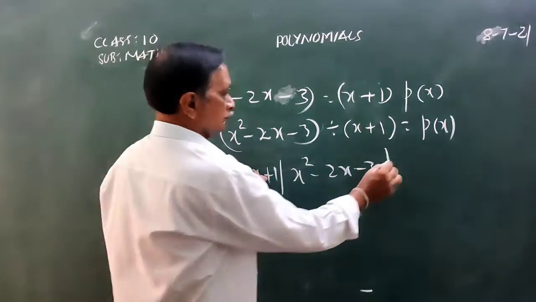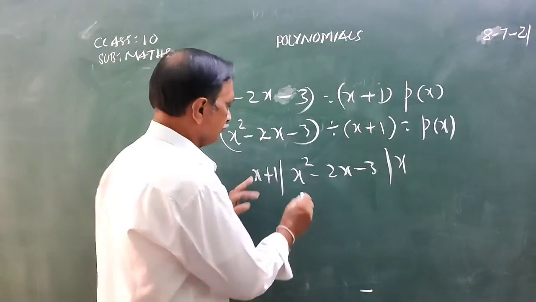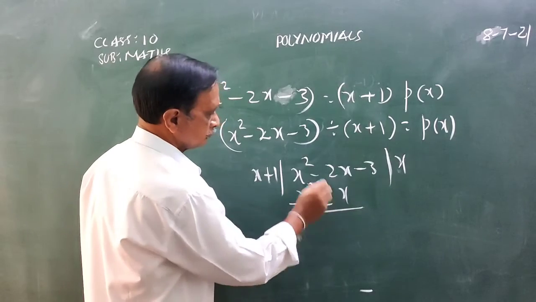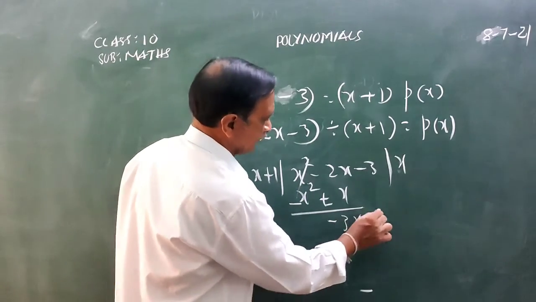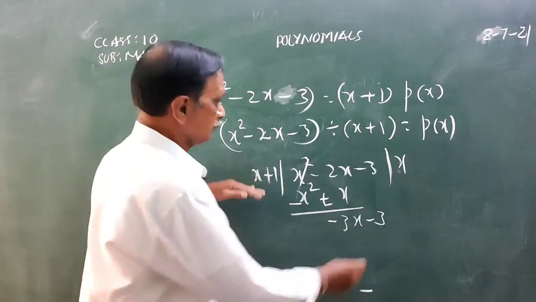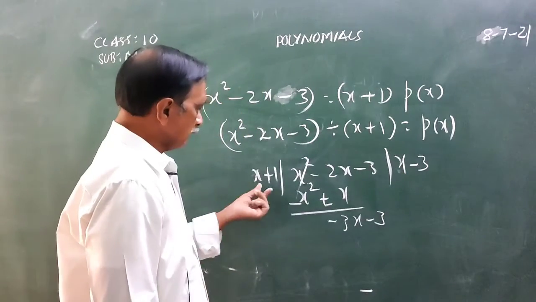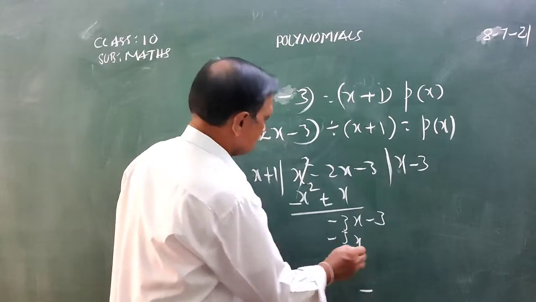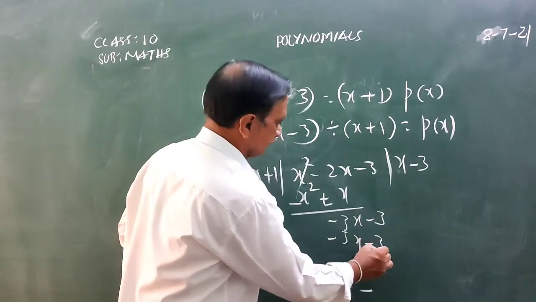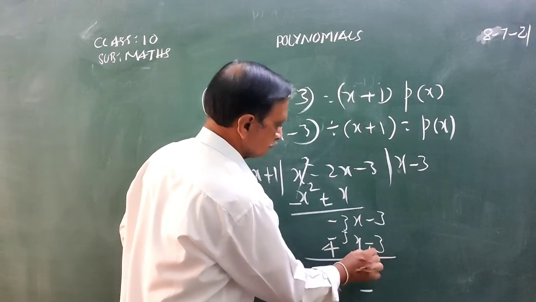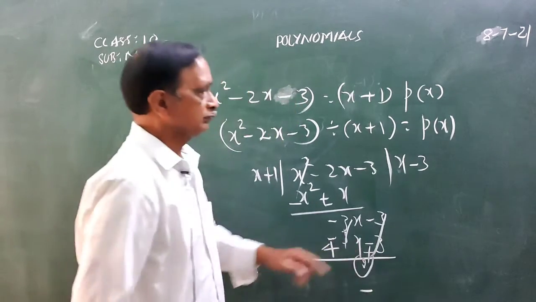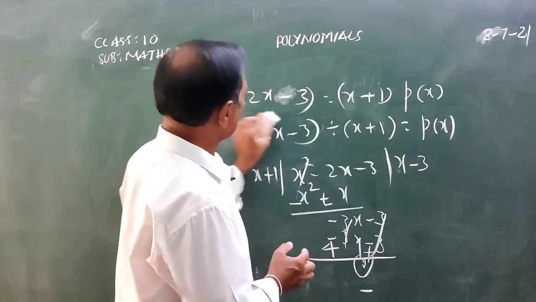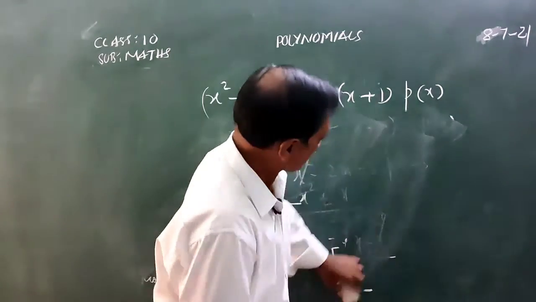Divide the first term by first term. You get x. x into x square, x into 1, x. Subtract. Minus 3x minus 3. Divide the first term by first term, we get minus 3. Multiply this divisor by minus 3. Minus 3 into x, minus 3x. Minus 3 into plus 1 gives minus 3. Subtract. So what is the remainder? 0. Here we got p of x equal to what? x minus 3. So replace p of x by x minus 3.